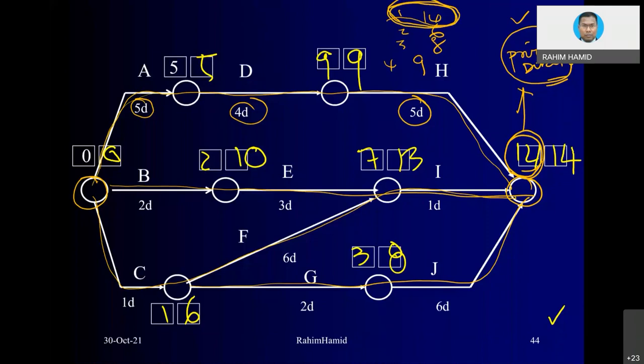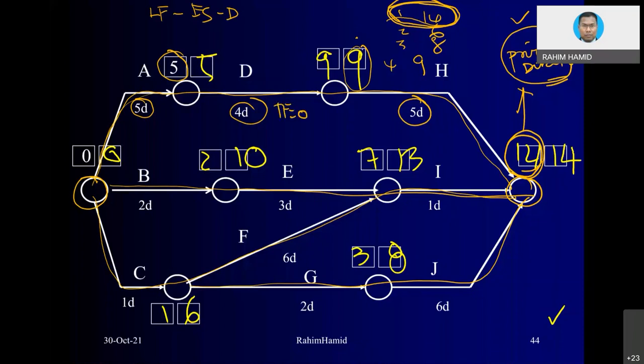Why is it the critical path? You notice that we can calculate one more thing, which I call total float. How do we calculate total float? Let's say for D, we take the right-hand side value minus the left-hand side value minus the duration in the middle. So 9. The formula is late finish, or early start, early finish, late start, late finish, minus early start, minus duration. So you will get total float equivalent to 0.